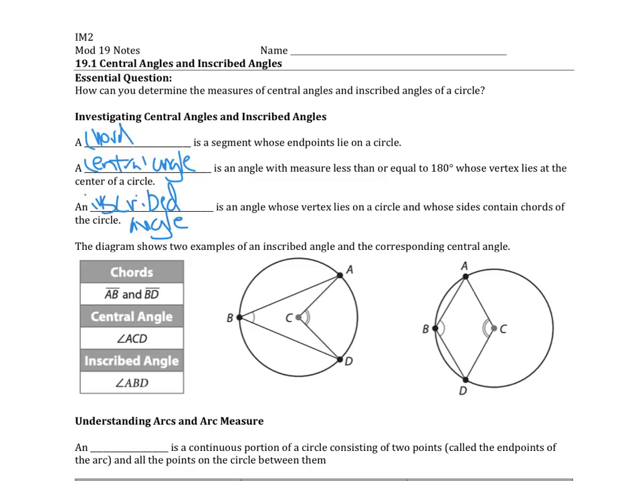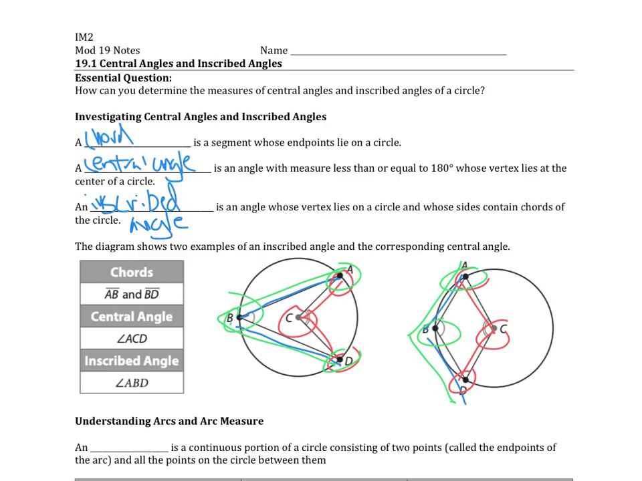So AB and BD are chords. Then our central angle, let's see on both of these, so AB and BD. And then ACD and ACD are a central angle because the angle touches the outside of the circle, but the vertex is at the center of the circle. And then our inscribed angle is ABD and ABD, because all 3 points are now on the outside of the circle.